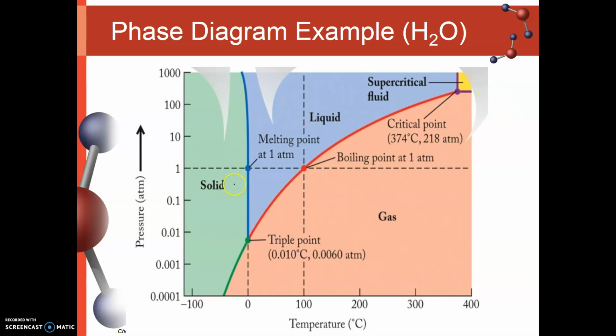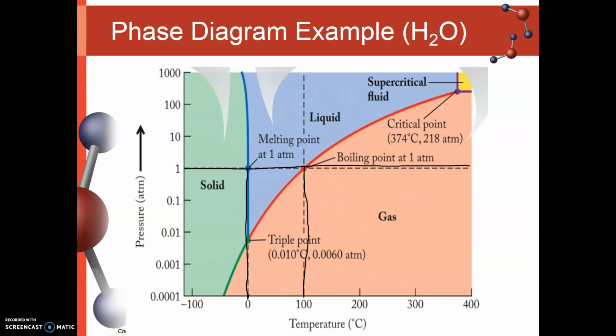We can also look at, here's our normal atmospheric pressure. And from that, we get a normal melting point here at 0 degrees, a normal boiling point here at 100 degrees, and gas, obviously, at temperatures above 100. Look at where our critical point is. Remember, for carbon dioxide, the critical point was at 31 degrees Celsius. For water, it's at 374 degrees Celsius.